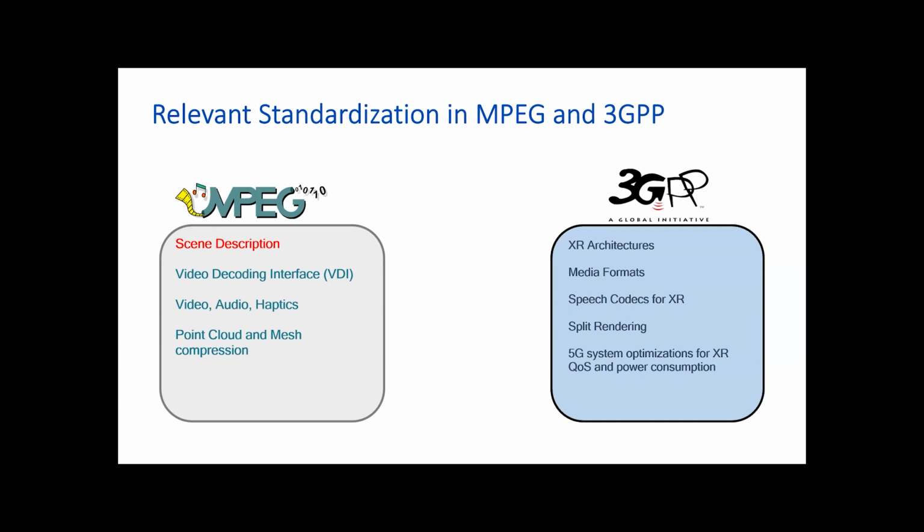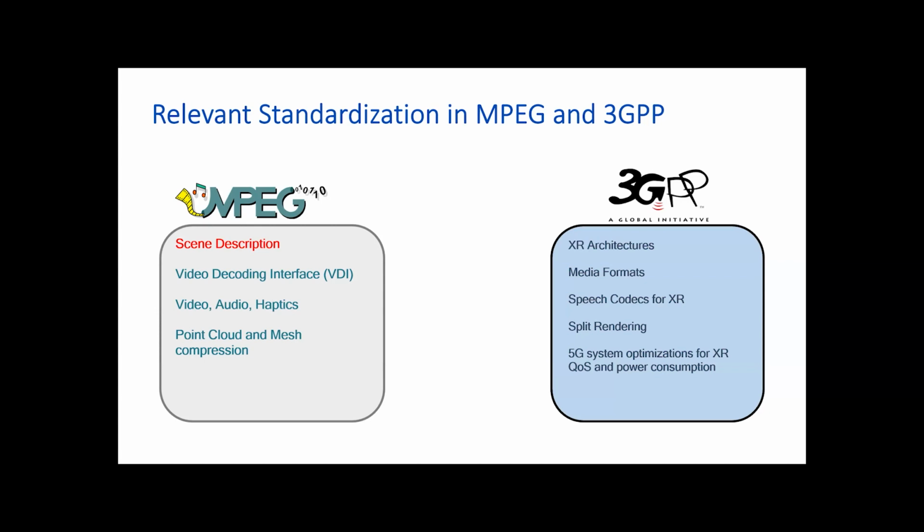On the 3GPP side, it's more the integration into the 5G system. So looking at how we can enable these experiences that require extreme low latency, high bit rates, and low power consumption in the system. So how can we optimize the 5G system to carry or distribute this type of experiences? But 3GPP also does codecs like speech codecs and so on. So we're looking into speech codecs, for instance, for this type of XR experiences, spatial audio, and so on.